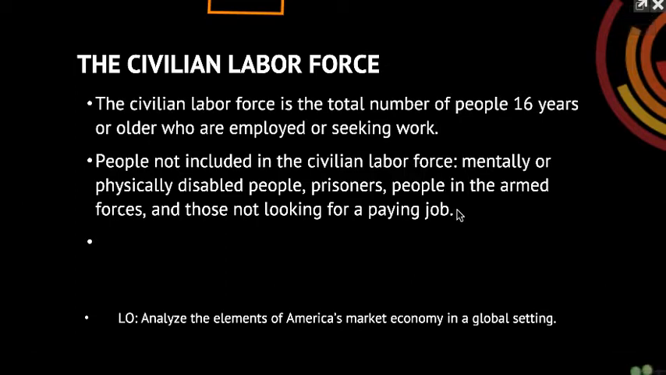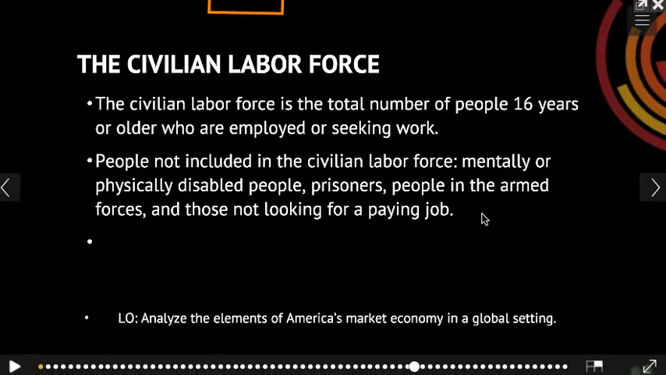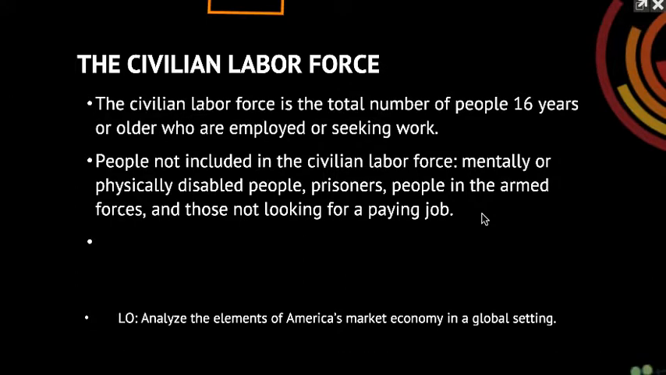For example, let's say somebody is a full-time student, well, they're not really going to count if they're not trying to find a full-time job. If their full-time responsibility is going to school, they're not really a part of the civilian labor force because they're not looking to be a part of the civilian labor force.